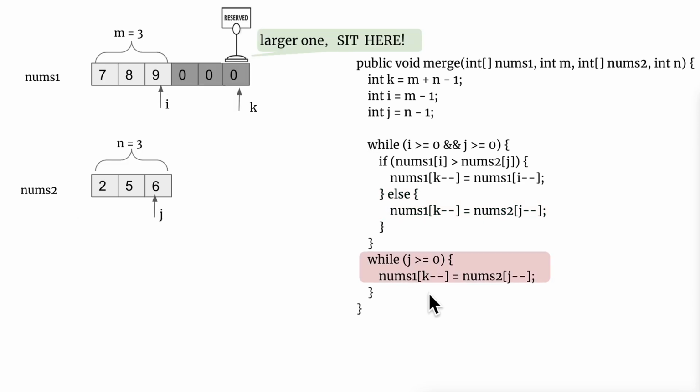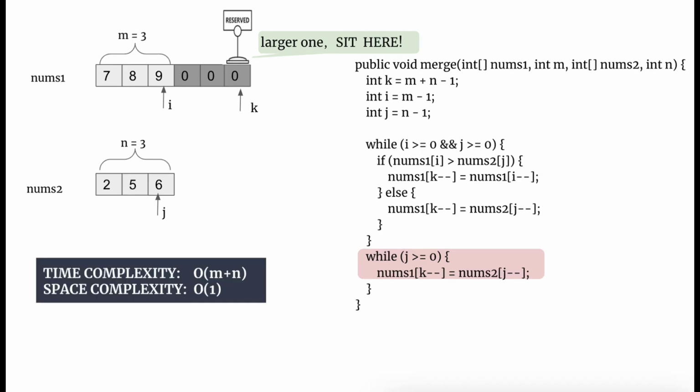Why do we have this while loop here? Think about this test case. Pointer i finishes scanning all the elements of nums1, which are larger elements, and exits this while loop. But elements of nums2 haven't been completely merged yet. So the remaining sorted elements of nums2 should be copied one by one through this while loop.